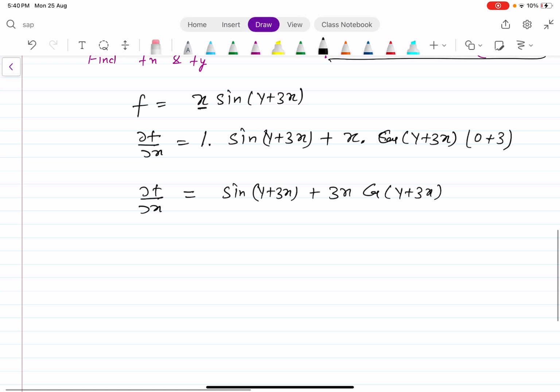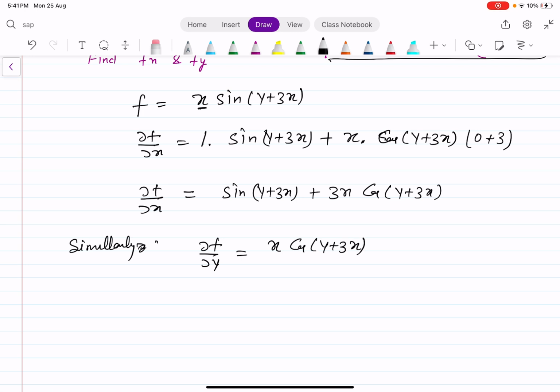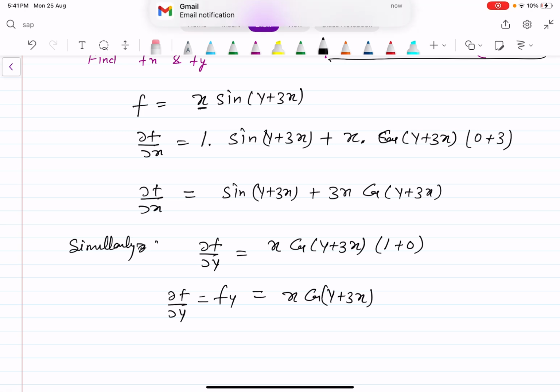Similarly, we can compute ∂f/∂y. Let us compute ∂f/∂y. x as it is, because x is constant, now differentiate sin, it is cos(y plus 3x). And differentiation of y is 1, 3x is constant, so it is coming out to be x cos(y plus 3x). Okay, so this is the value of fy or ∂f/∂y. So this is the procedure of how to compute ∂f/∂x and ∂f/∂y.